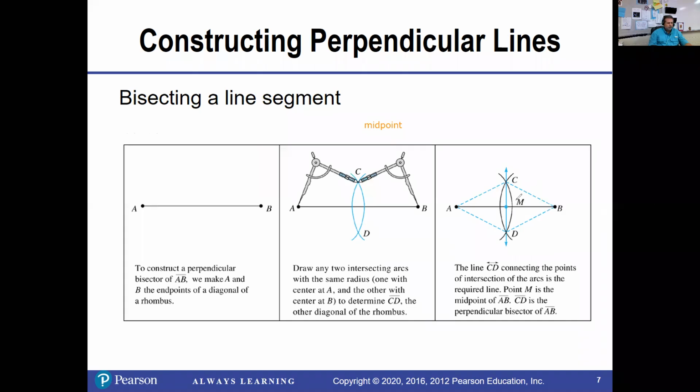This is going to be perpendicular, but it's also going to be bisected. Okay, and that's how you find the same idea. So we kind of already did that one.